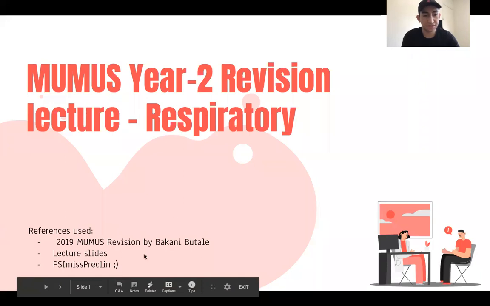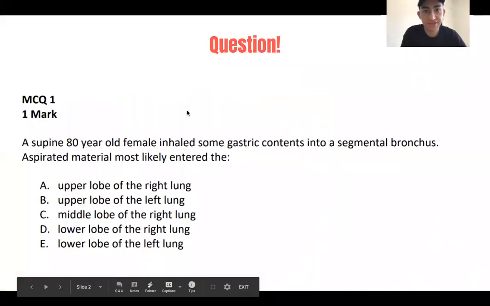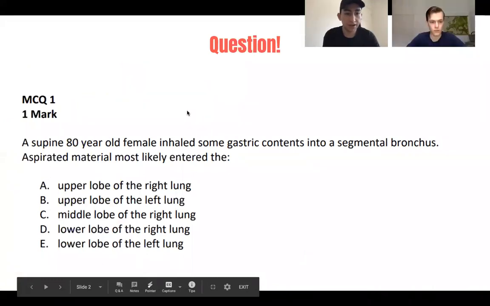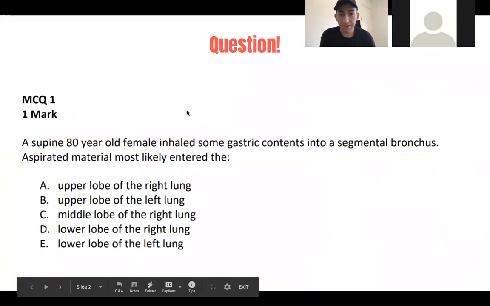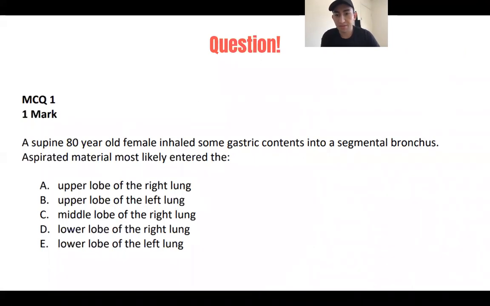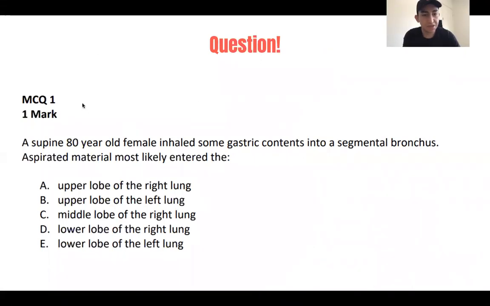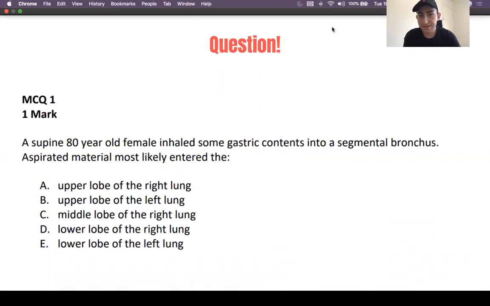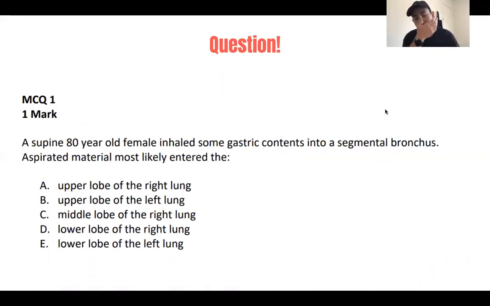These are the references I've used for this presentation. So let's really just jump into questions. A supine 80-year-old female inhales some gastric contents into a segmental bronchus. Aspirated material is most likely to enter which lobe of the lung? Now, this is a very typical question you can expect. You will definitely at least get one question on aspiration and lung stuff.